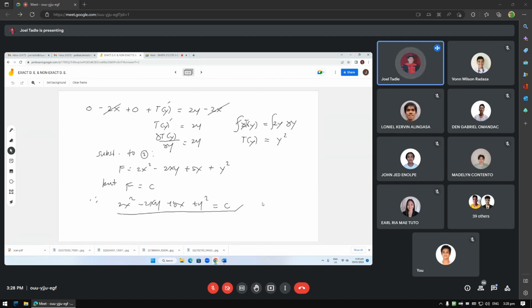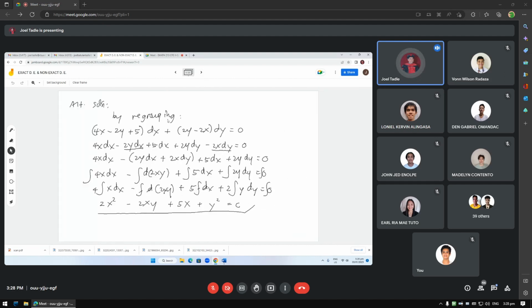We can also check this answer using the second method. Our second method is called regrouping. So this is the alternative solution by regrouping. What we do here in regrouping, first, is distribute the dx and the dy into the parentheses. So 4x dx minus 2y dx plus 5 dx, then plus 2y dy minus 2x dy, equal to 0. Then we look at the integrable terms and the non-integrable terms.